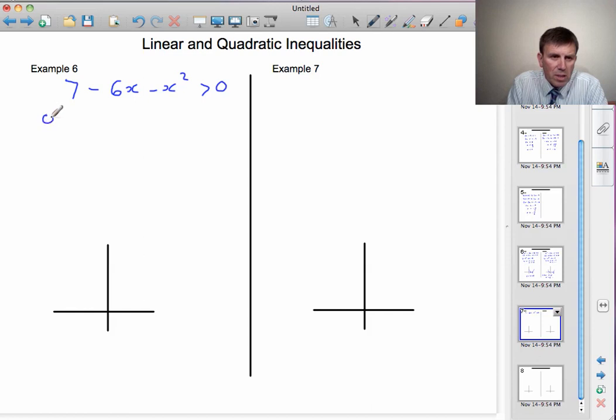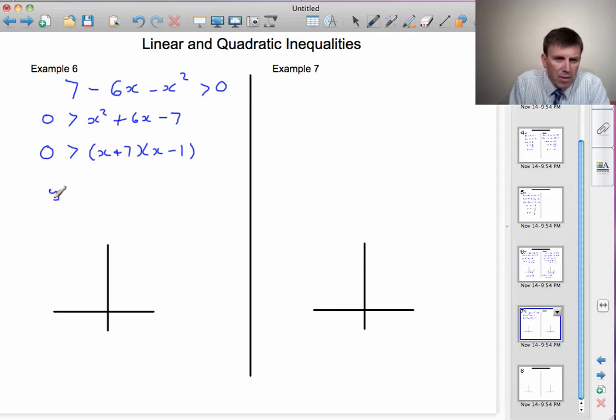So the left-hand side will be 0, and if I just carry everything across, the inequality doesn't change, but we will have plus x squared on the other side, plus 6x, and minus 7. So now we're back on familiar ground. We can look to factorise the right-hand side, and I want two numbers that multiply to minus 7 and add to plus 6, so that will be plus 7 and minus 1. Plus 7 times minus 1 is minus 7. Collect them together, plus 7 minus 1 is plus 6.